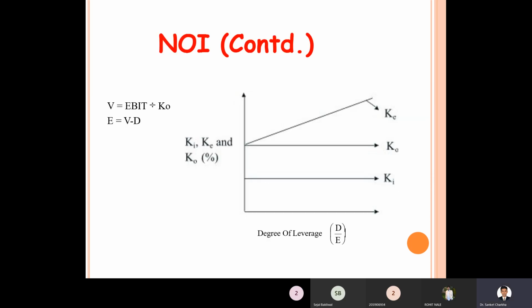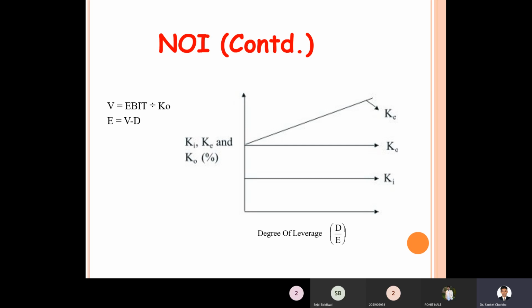Now let's look at the graph or chart with respect to the change in net operating income. In this diagram, you can clearly see that at a certain position the cost of debt is available, the cost of equity is available, and the overall total cost of capital is available. So KI, KD and KE: after a certain point of time, the KE curve, that is the cost of equity curve, keeps on increasing and KO, the overall cost of capital, remains unchanged or constant, whereas the debt financing is stagnant. There is no change in the debt financing, that is KI.